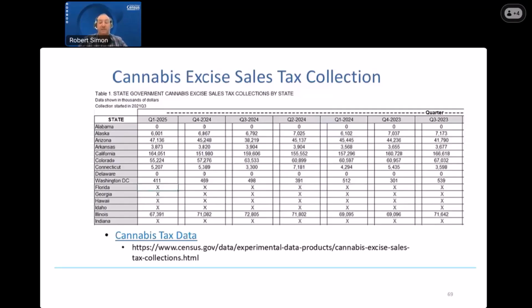Simply because a state does have a legal cannabis market does not mean our data will reflect that. Our data is meant to show specifically cannabis excise taxes that are imposed and collected by the state, often on top of the regular sales tax rate.